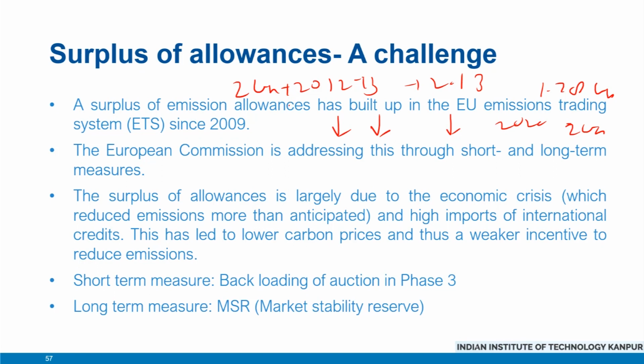So excess supply of allowances weakens carbon prices. Essentially, it acts as a poor signal for carbon investment, as we discussed, which is that investment in technologies that reduce emissions will come down because there is not much motivation, because the carbon price, which acted as a cost or sort of penalty to discipline emitters, has come down.